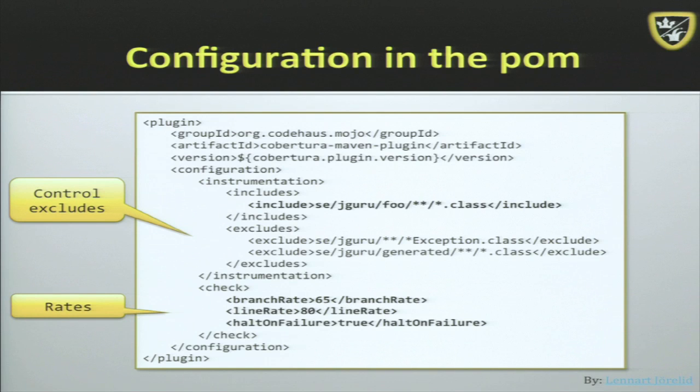And then at the bottom, you've got the default rates, the branch rate and the line rate, which are the two important things, and the halt on failure, which basically says break the build if the coverage is insufficient. This is really important. Otherwise, it's just an advisory thingy. And we all know what happens with good pieces of advice after a few months, particularly when it's really close to delivery time.